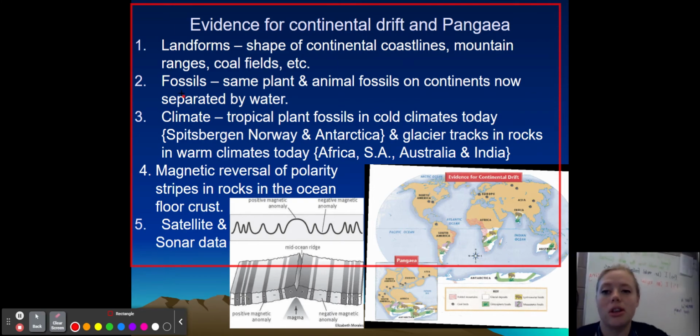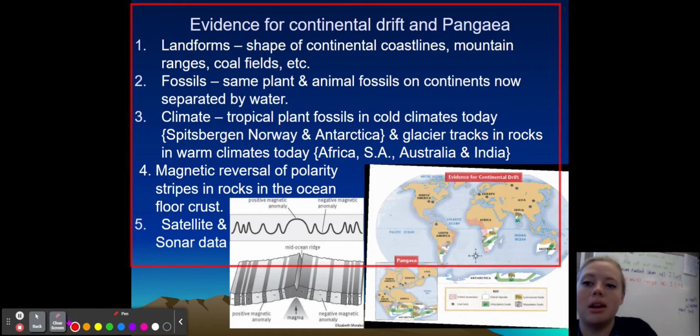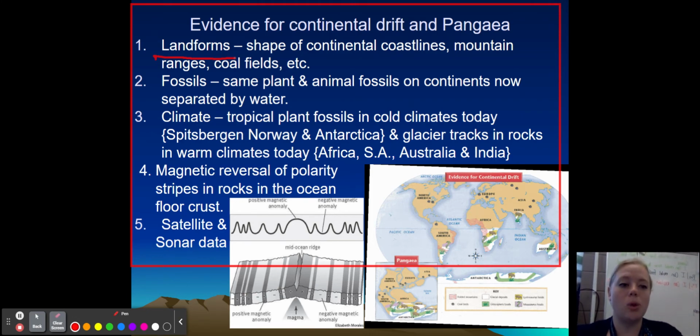The first major thing we have here are landforms. So, back, getting my pen. Landforms, shape of the continental coastlines, the mountain ranges, coal fields, stuff like that. That is an evidence for Pangea having once occurred. So you'll see down in this picture that there is the same mountain ranges on Africa as there is in South America, and they make puzzle-fitting shapes. And we see that all over the world.